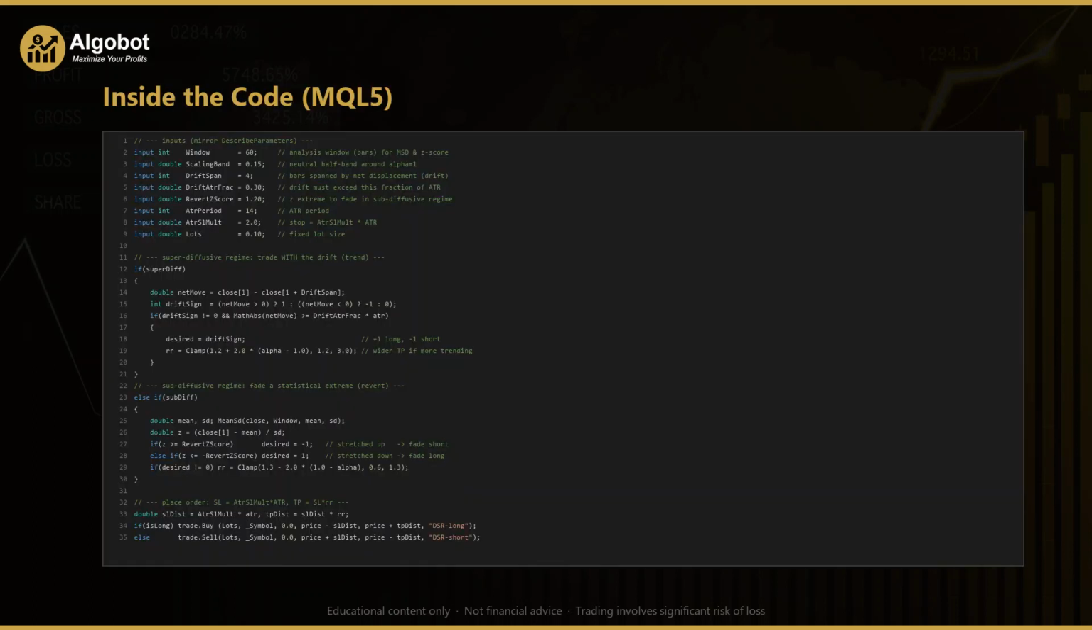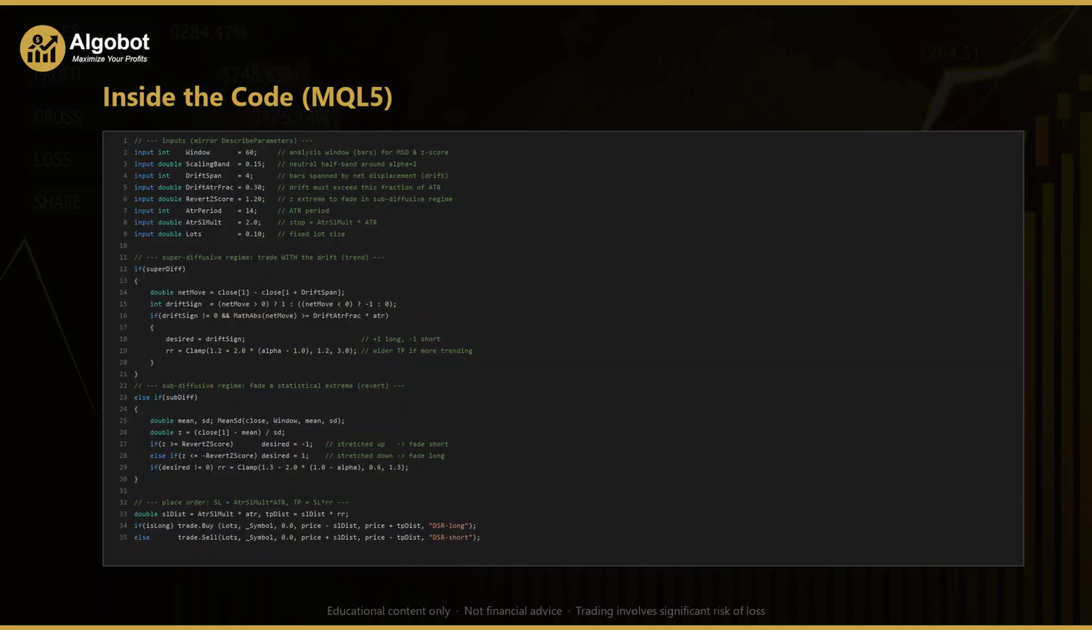Let's look at the actual MetaTrader 5 code that makes this happen, just as you'd see it in MetaEditor. At the top are the input parameters. Windows sets how many bars the analysis looks back over, 60 by default. ScalingBand is the neutral half band around 1 at 0.15. Drift span and drift rfrac control the trend entry, how many bars the drift is measured over, and how much of the ATR it must clear. Revert z-score sets how stretched price must be to fade it in the other regime. ATR period and AtrSL multiple govern the stop, and lots is the fixed position size.